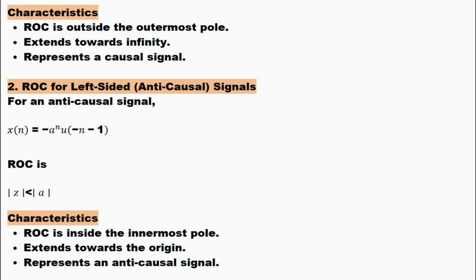Okay, it is inside the innermost pole in anti-causal and it extends towards the origin. It represents an anti-causal signal. Okay, first what we have seen is the causal signal, and the second one is the anti-causal signal.